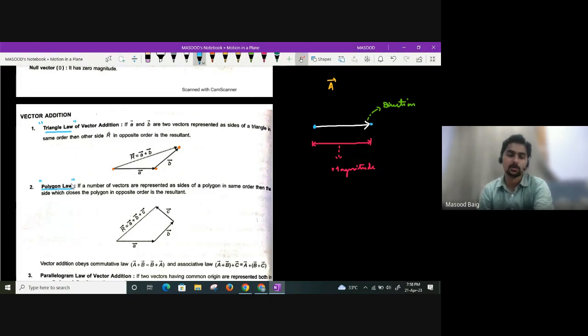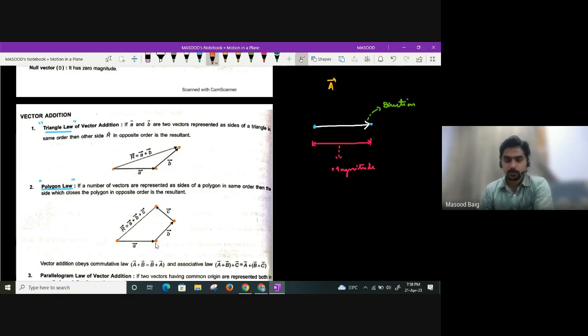Same like triangle law only. But for triangle, you have three vectors only. For polygon, minimum three vectors. You may have four, you may have five, you may have six. Right? So suppose I take n vectors, three vectors I am taking: A bar, B bar, and C bar.